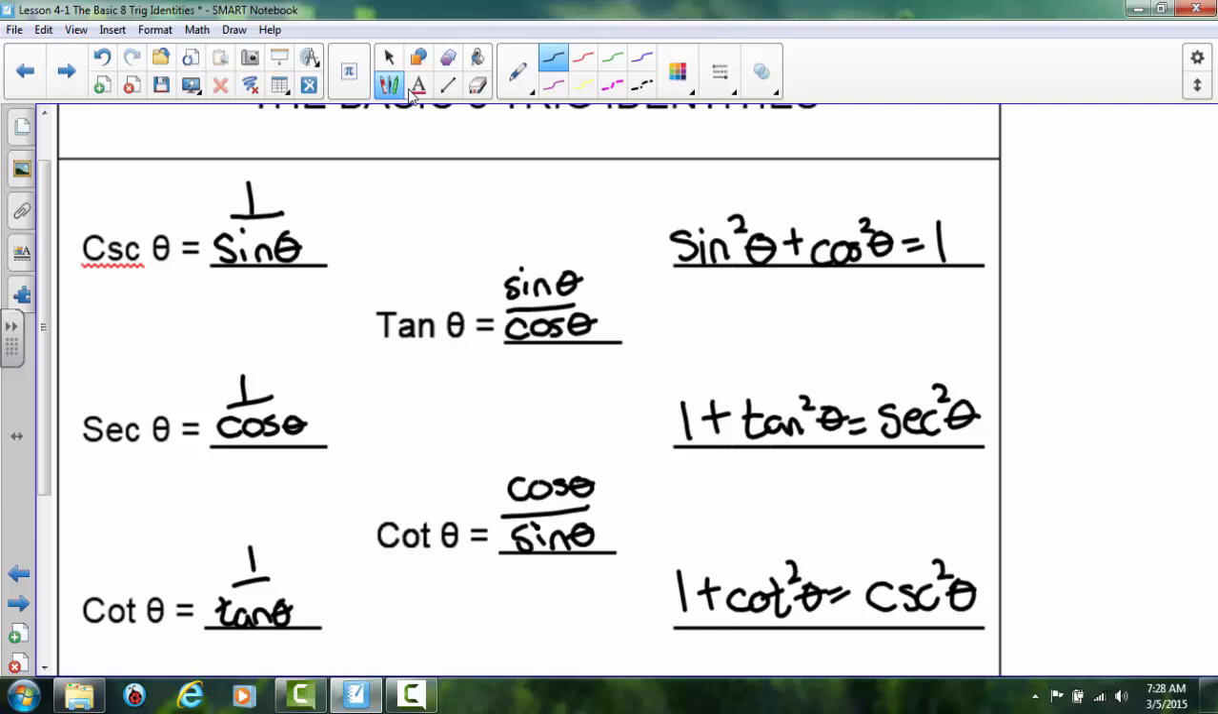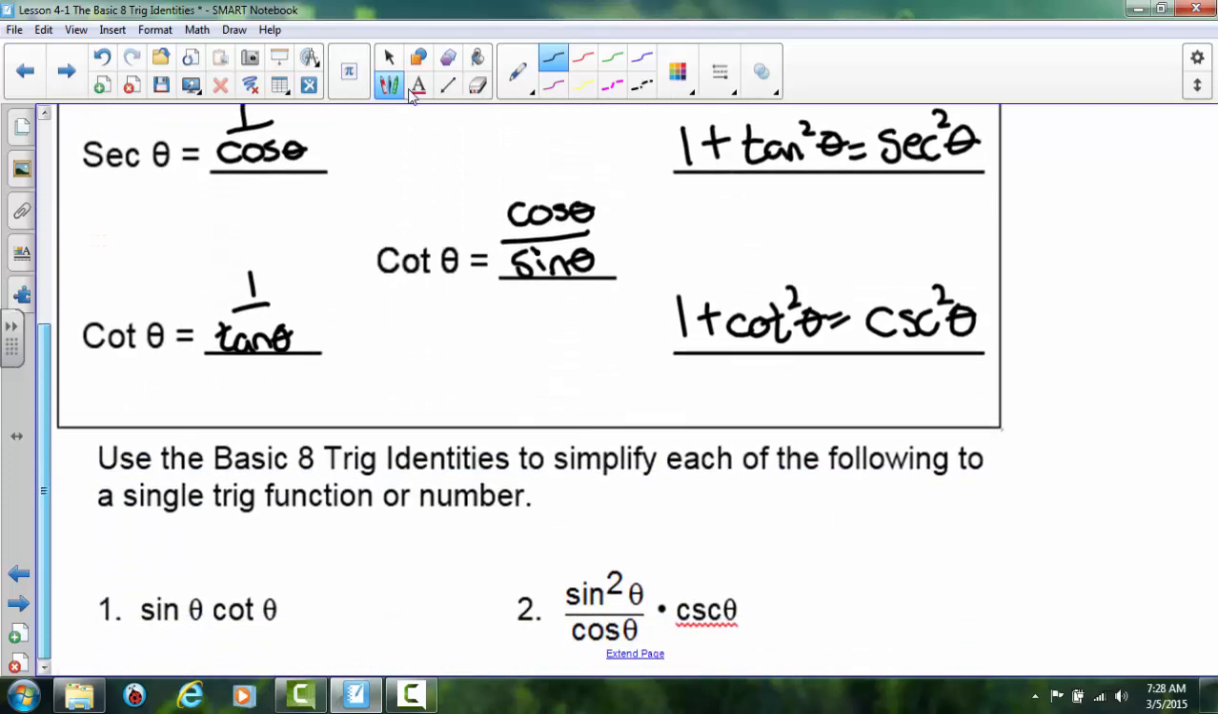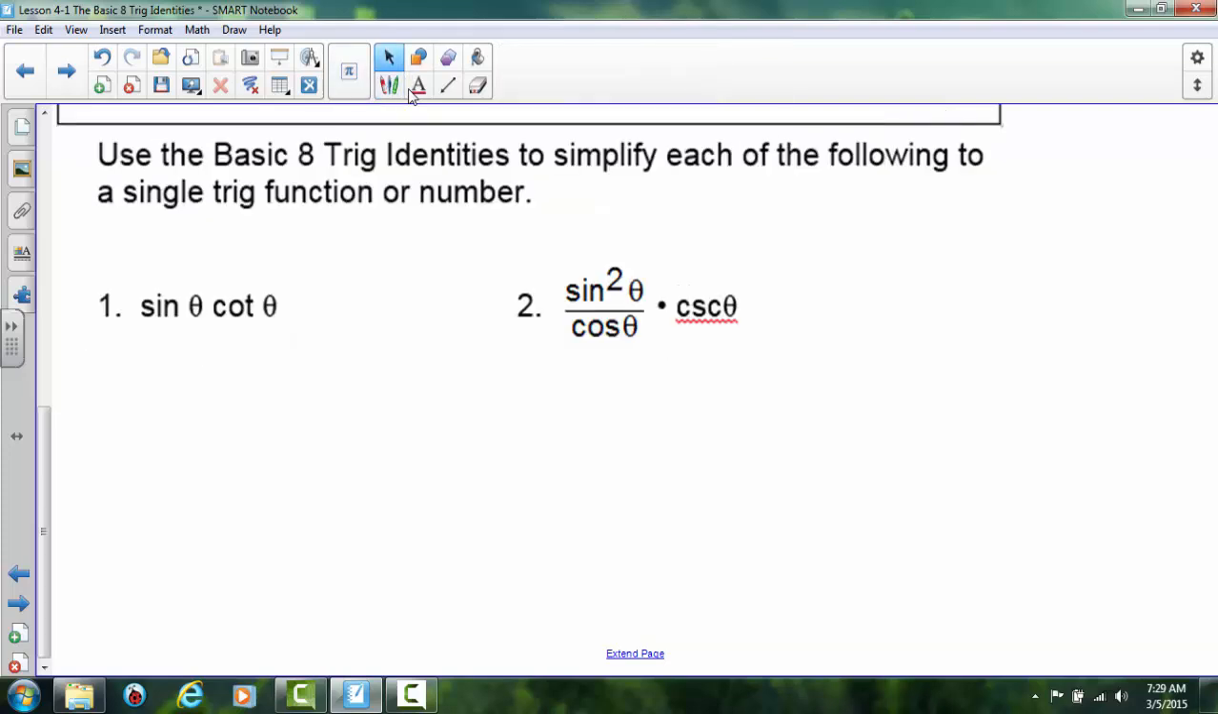Okay. All right, so now we're going to use these identities to simplify some expressions. So here are our first two. And we want this to be one single trig function or number. And when they say single trig function, it could be like sine squared theta would be acceptable, but we don't want any other of the trig functions in there. Okay, so this is where we have to get creative because there's not just one way to do these.